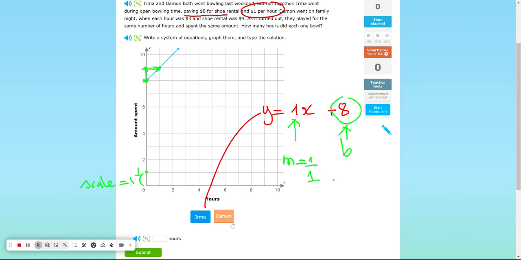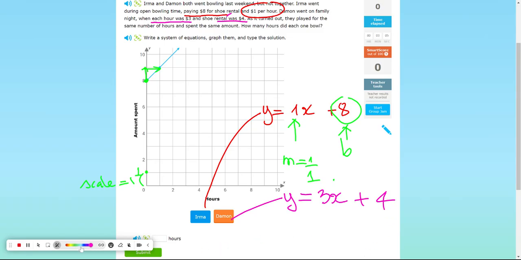Okay, so now let's go to Damon. So Damon, right here. The equation for Damon is y equals. Damon went on family night, for each hour $3. Each hour $3, so 3 goes in front of x, so 3x right there. And then the rental was $4. The rental of $4, so $4 is always there. It's a set value, a constant value right there.